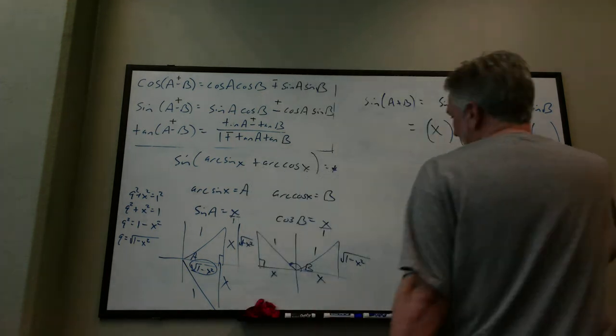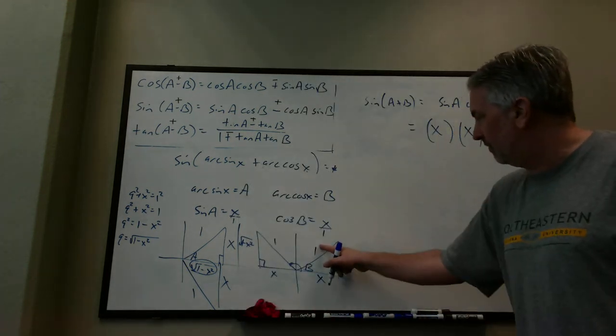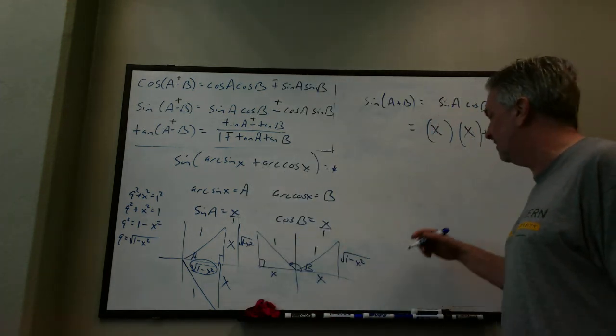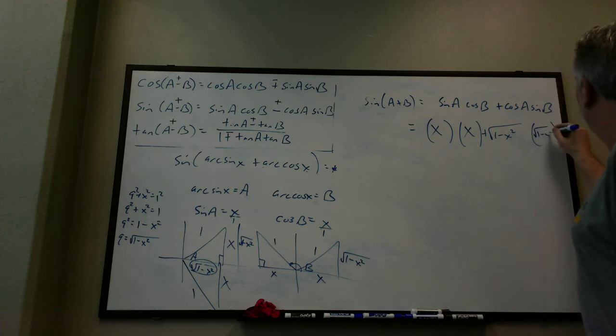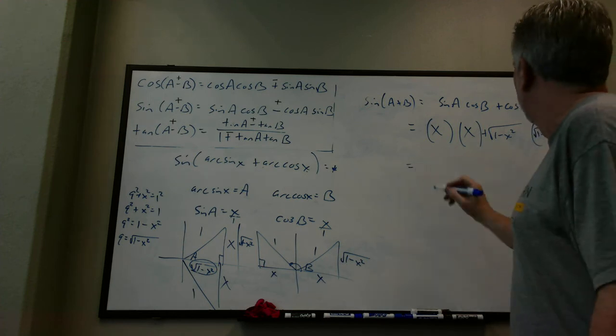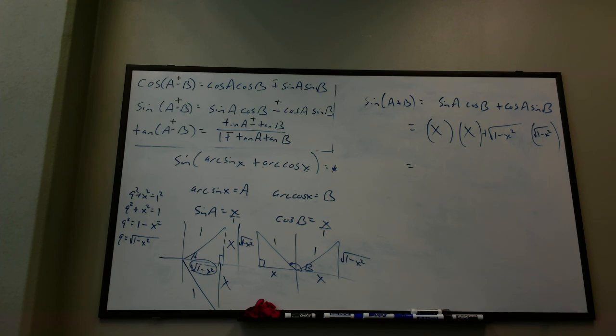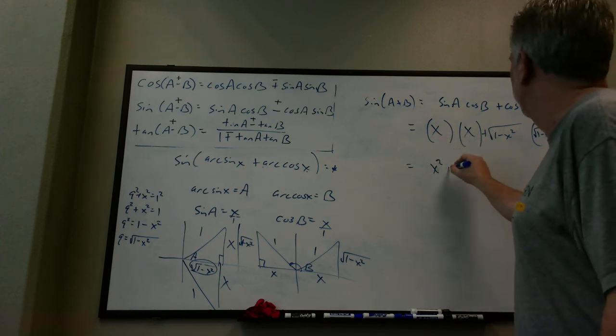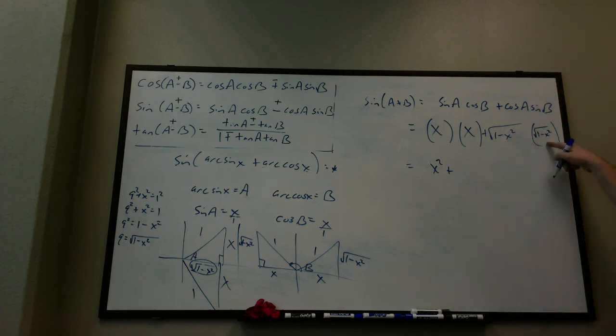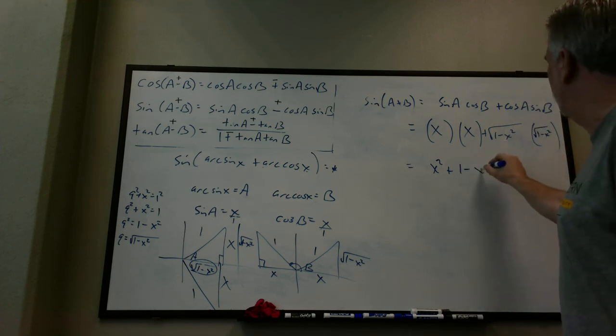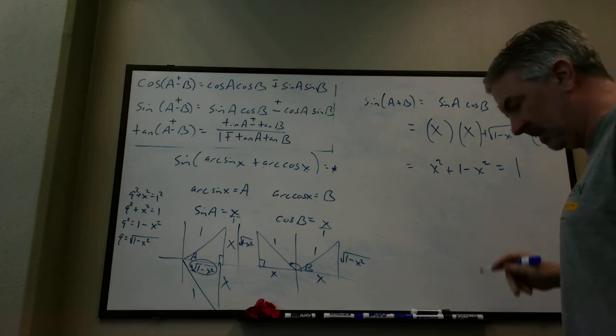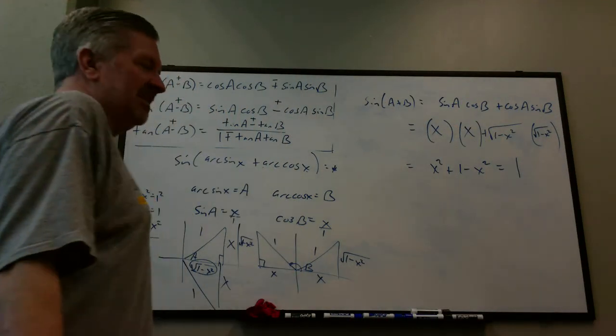So what's the sine of B? It's opposite over hypotenuse. You get the same answer. It's the square root of 1 minus x squared. So notice what we get here. Oh, this is so disappointing. I get x squared here. Root 1 minus x squared times root 1 minus x squared is 1 minus x squared. And we did all that work to get the answer of 1. Well, that's disappointing.